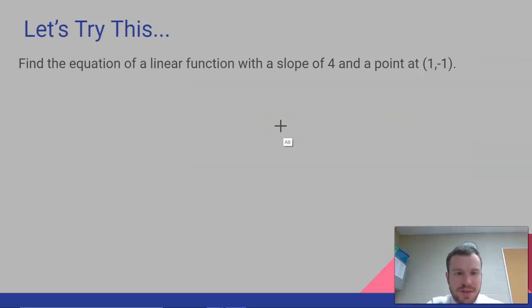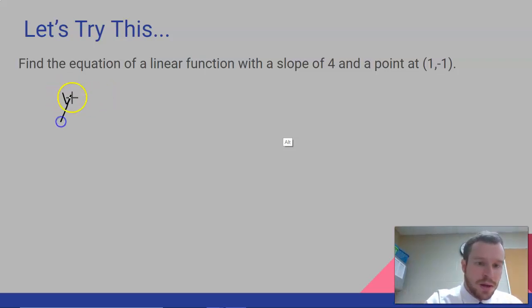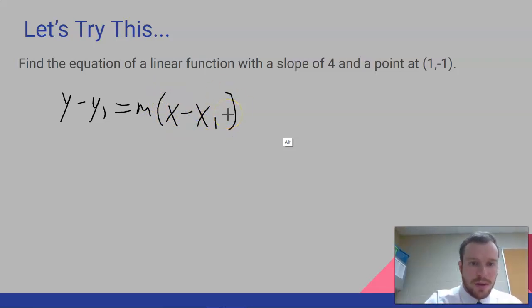So this problem tells us to find the equation of a linear function with the slope of 4 and a point at (1, -1). Well, we're given the slope and we're given a point, so what we can use is our point slope form. The point slope form is y minus y1 equals m times x minus x1.